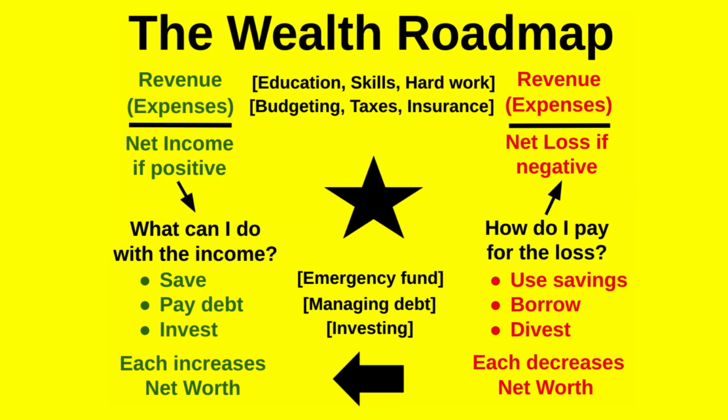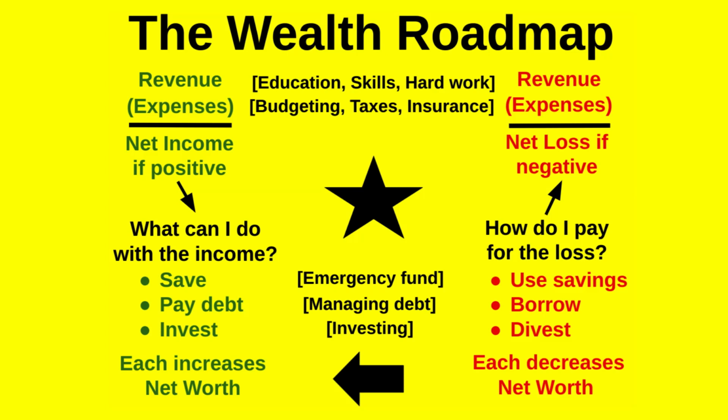I designed this visual to clearly show you what we just discussed. On the left side, in green, you can see how net income is used to increase assets and/or decrease liabilities, each of which raises our net worth. On the right side, in red, you can see how a net loss is paid for by decreasing our assets and/or increasing our liabilities, each of which lowers our net worth.